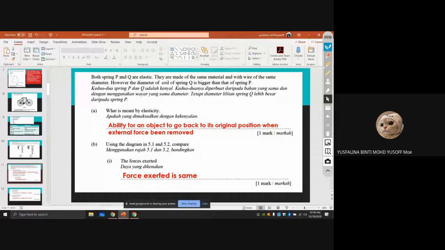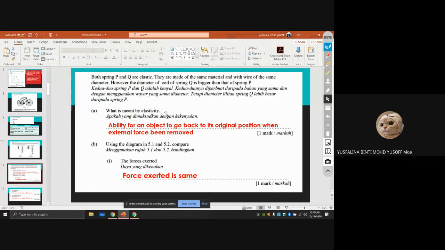Okay, so elasticity is the ability for an object to go back to its original position when the external force is removed. So this one is like a spring. If you put the load on the spring, the spring will extend, right? And then after that, you remove the load. So what happened to the spring? It will go back to its original position. So that's what is meant by elasticity.